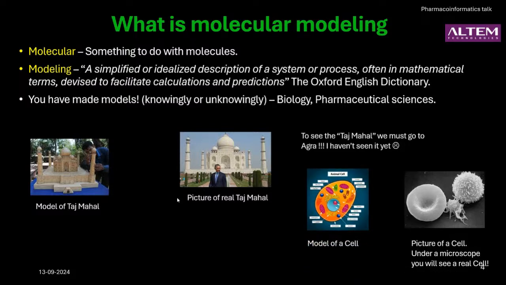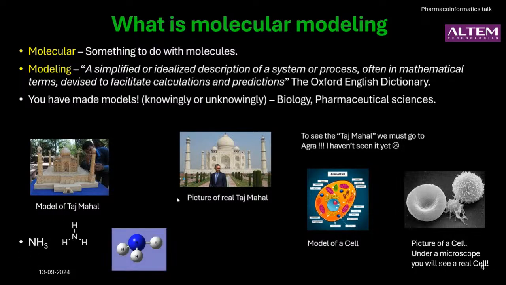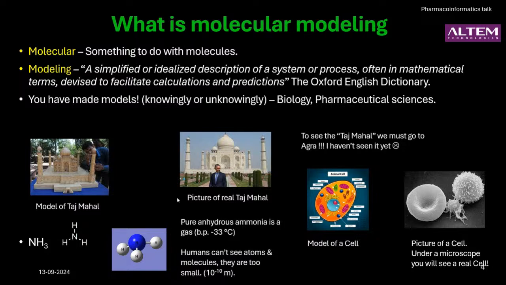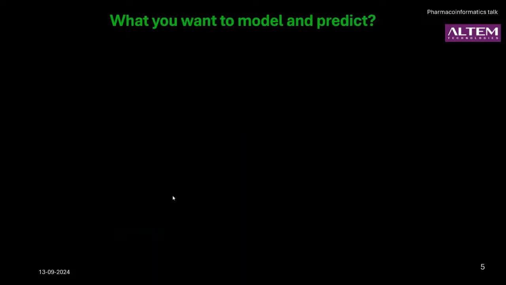And so whenever you have drawn a cell or you have drawn a structure like this one or this one, or a 3D model, all these are models, and they try to represent the pure compound because humans can't see these molecules, they are very tiny. So we end up developing models to develop an understanding of these systems and how to expect what behavior they will show. So what is it that we want to model?